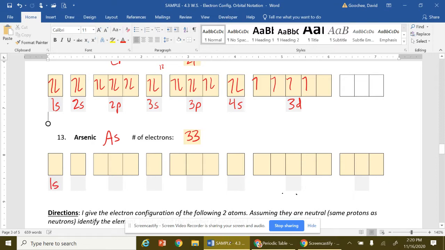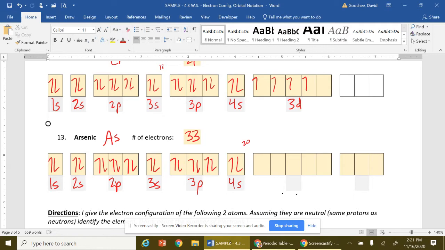So let's see here. 1s, 2s, 2p. Oopsie, I was getting lazy. All right, 3s, 3p, 4s. At a certain point, you just want to stop and ask, how many have I placed exactly? 1, 2, 3, 4, 5, 6, 7, 8, 9, 10, 11, 12, 13, 14, 15, 16, 17, 18, 19, 20. I placed 20 here, which means I have to place 13 more. Geez. All right, here we go.